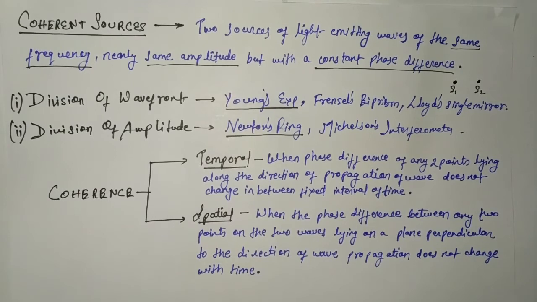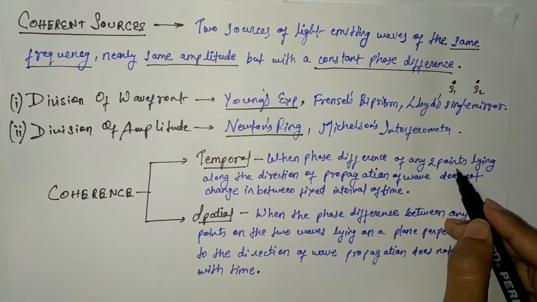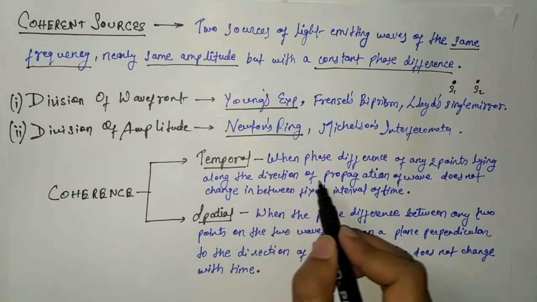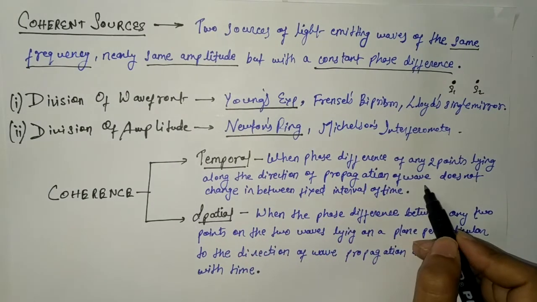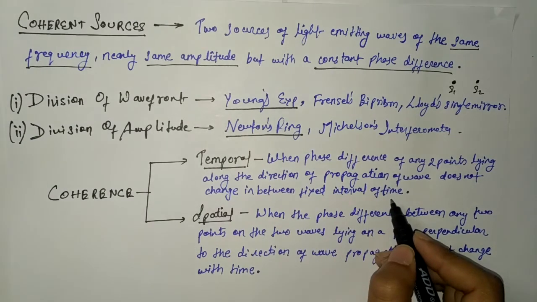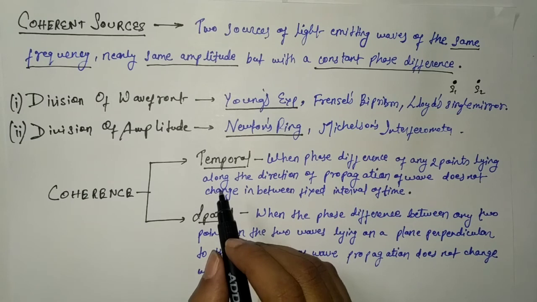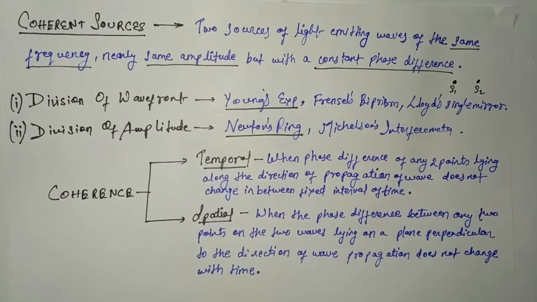So friends, here I have written the definitions for temporal and spatial coherence. Let us understand this. When the phase difference of any 2 points lying along the direction of propagation of wave does not change in between a fixed interval of time, then the beam of light is called temporal coherence.